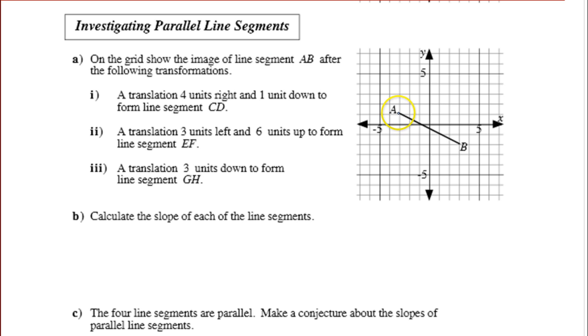So here we have AB, a translation of 4 units to the right and 1 unit down. Okay, well, let's go ahead and do that.